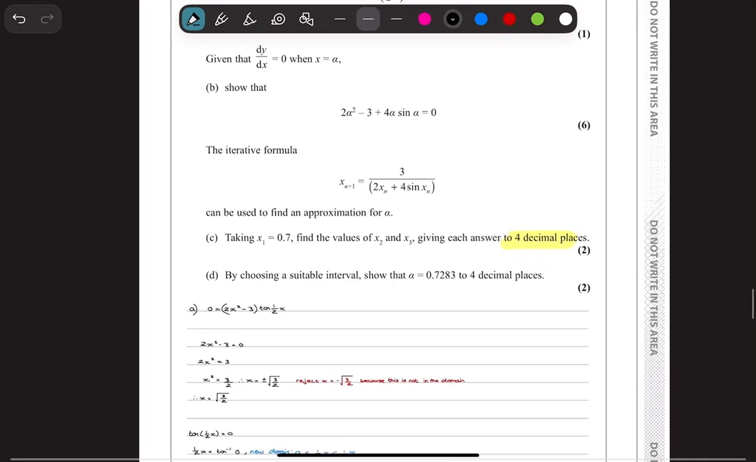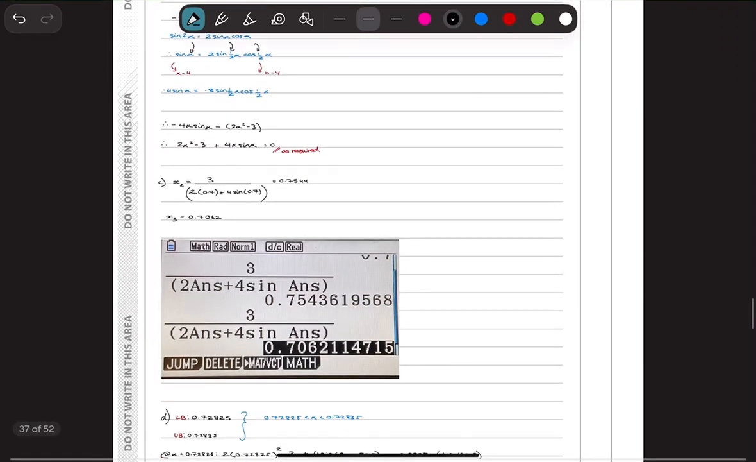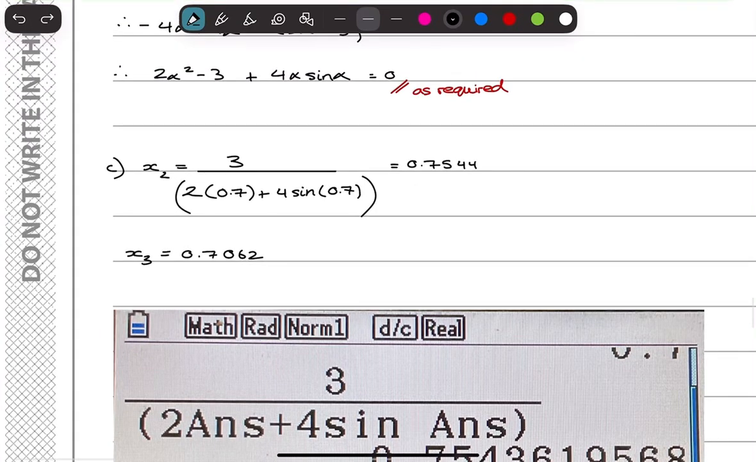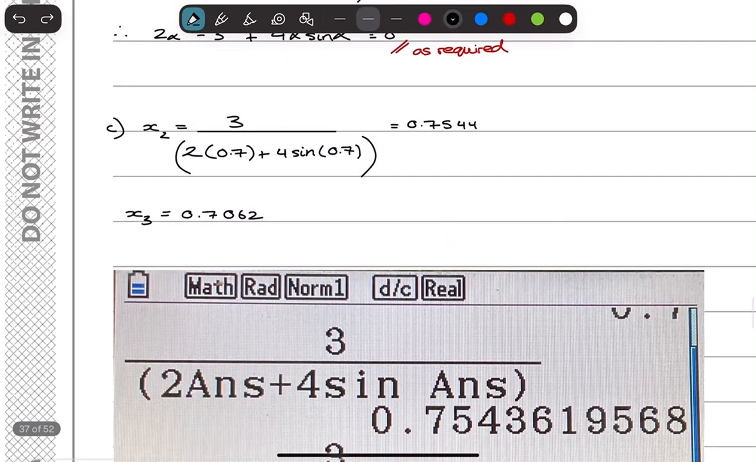So I'll show you. I've taken a screenshot of my calculator. As you can see here, before this, I set 0.7 and then pressed equals. And then all I did was set the fraction that I gave, and instead of the xn, I just replaced it with the answer button. Then I pressed equals to find x2, which I've written here, and pressed it again to find x3, which I've written here.